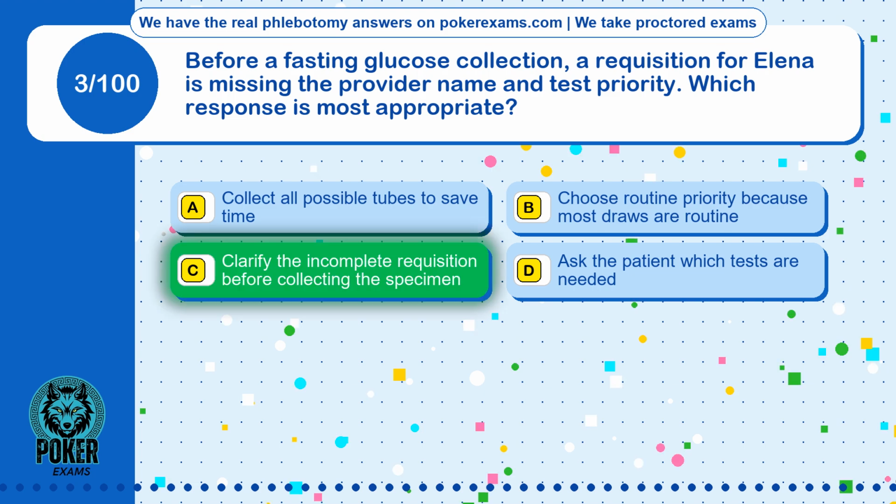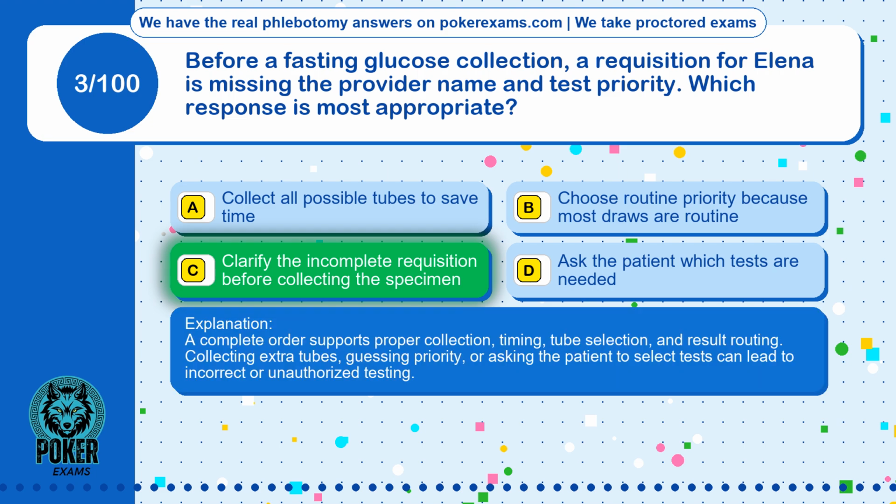The correct answer is option C. Clarify the incomplete requisition before collecting the specimen. A complete order supports proper collection, timing, tube selection, and result routing. Collecting extra tubes, guessing priority, or asking the patient to select tests can lead to incorrect or unauthorized testing.